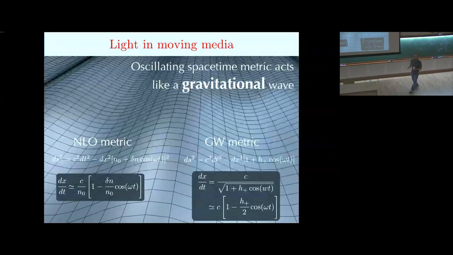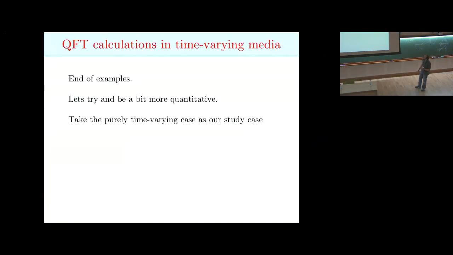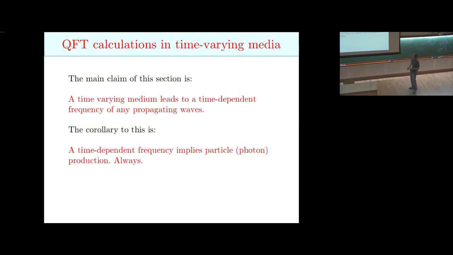So I don't want to go into the details of this, but what I want to do is go into an example where I want to be a bit more quantitative. But I will take this purely time-varying, spatially homogeneous case as our study case for today at least. Now, there are 2 key features here. I might not have time to go into the full detail of the experiments we're doing, but I think the important thing is these 2 claims here, because this lies at the basis of literally everything: Hawking radiation or any quantum field theory effect in a space-time varying background comes out of this.